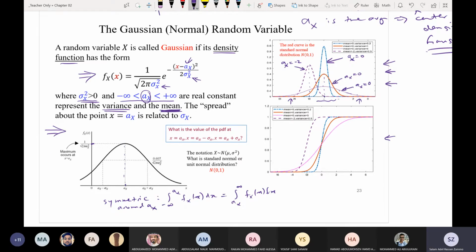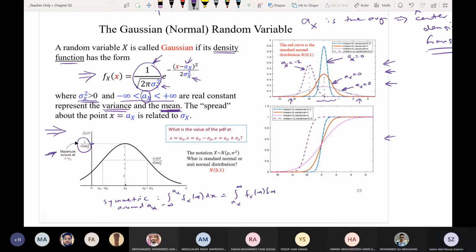And the maximum value that occurs at AX equals the constant next to the exponential. Because at x equal AX, the exponent becomes 0, and hence the exponential becomes 1. So the parameter or the constant next to the exponential is the maximum value at AX.